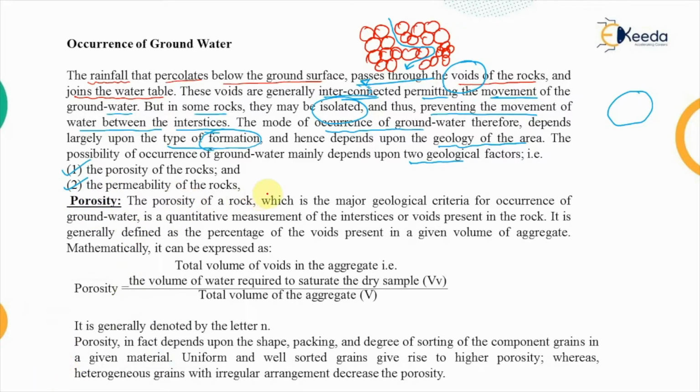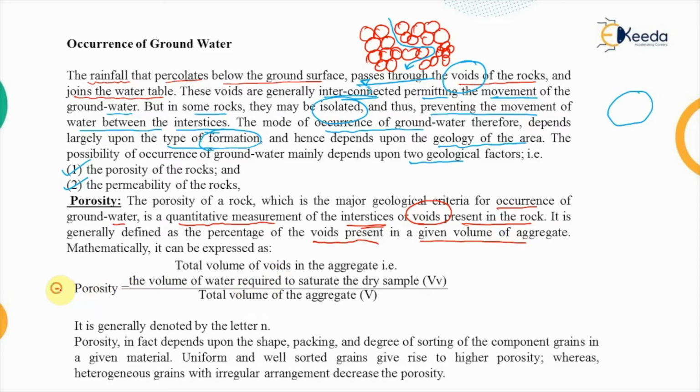The porosity of a rock is a major geological criterion for the occurrence of groundwater, and it is a quantitative measurement of the interstices, or the space or the voids, present in the rock. If we want to define the voids within the rock quantitatively, the term porosity is used. Then how is it defined? It is the ratio of the voids present in a given volume of the aggregate to the total volume of the aggregate.